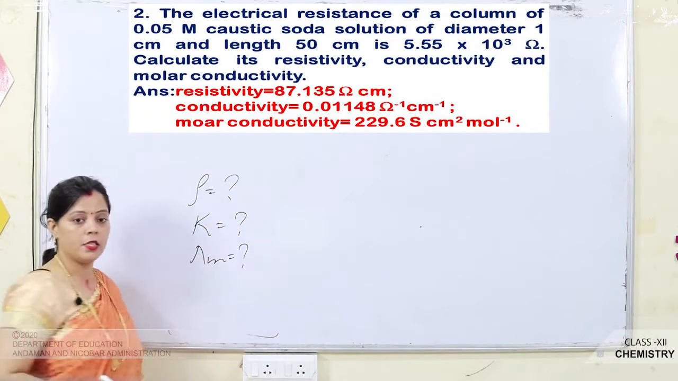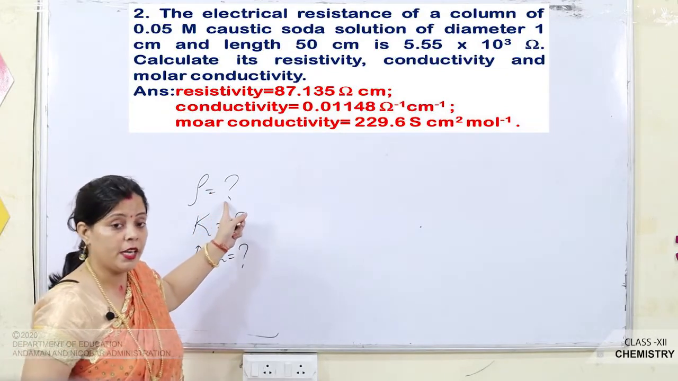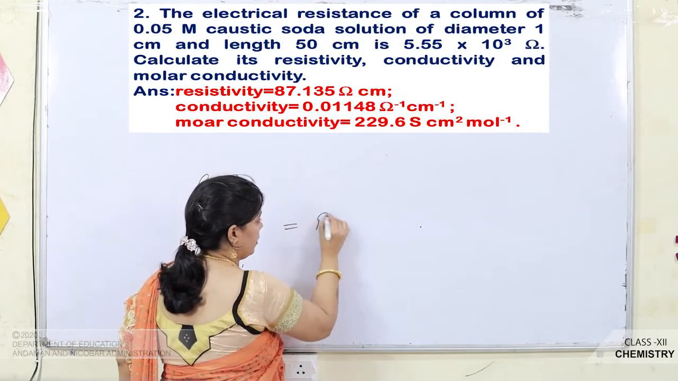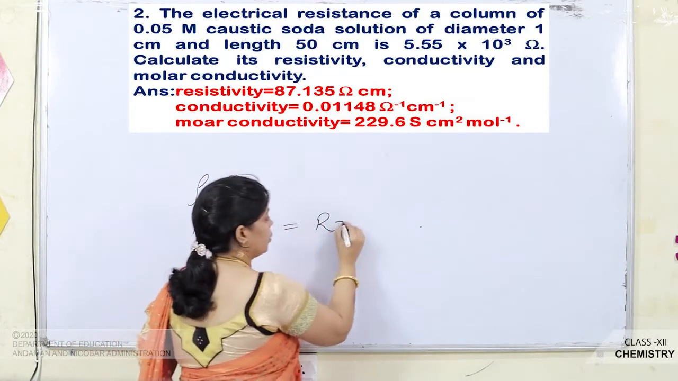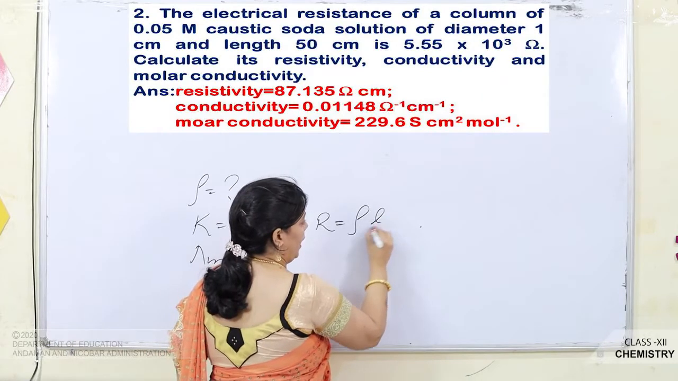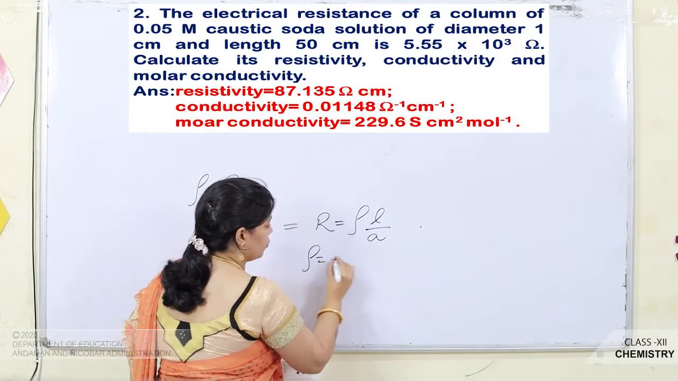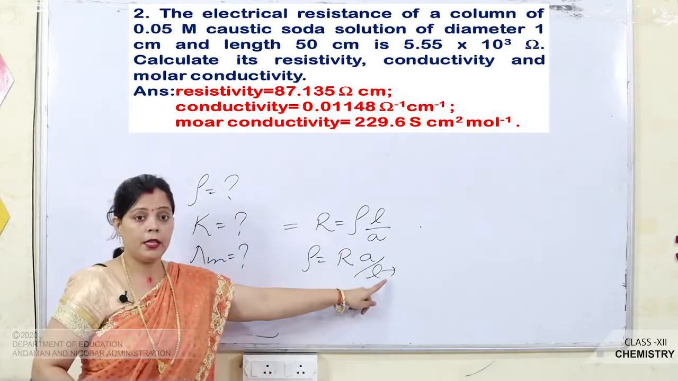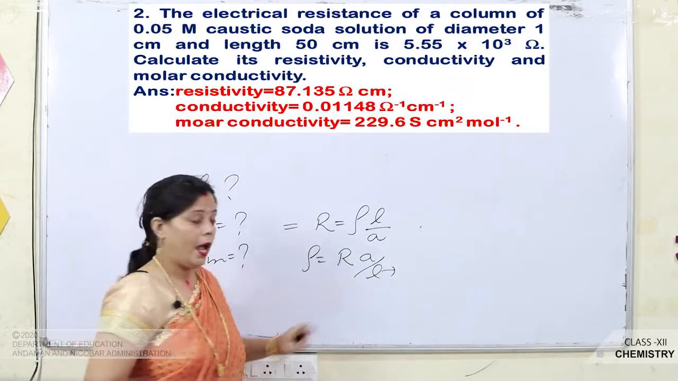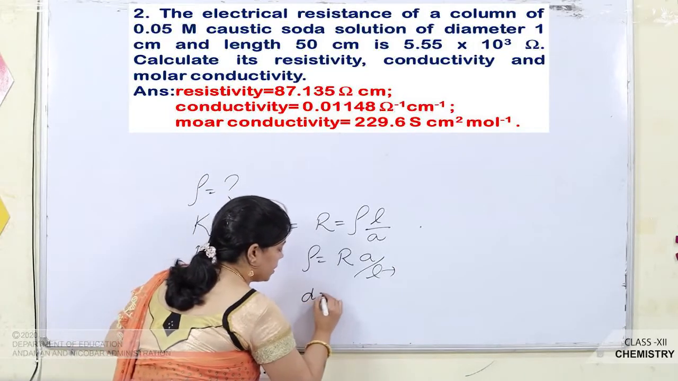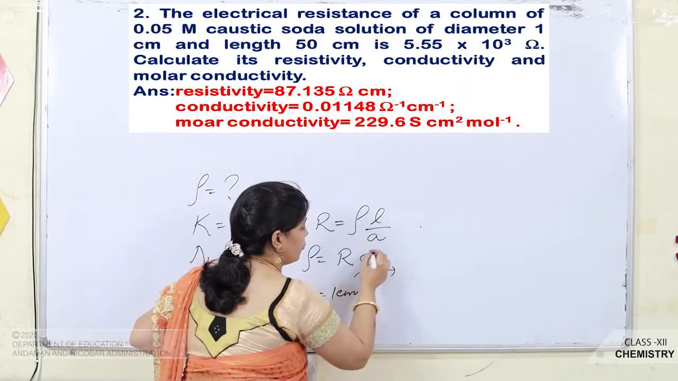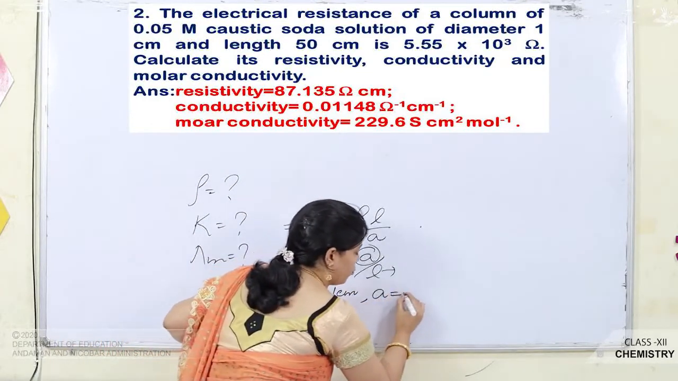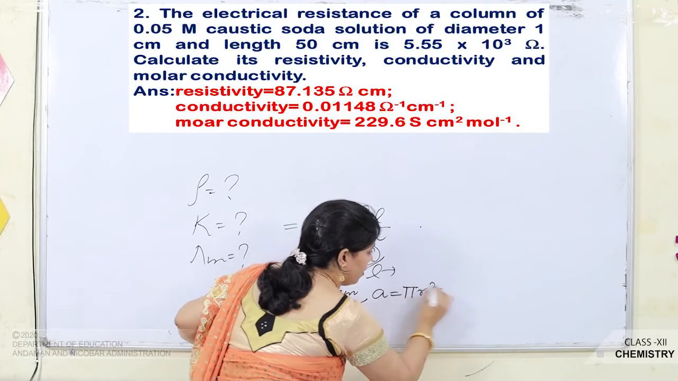Okay. So first you are provided with the resistance. So the formula relating resistivity to the resistance is R is equal to rho L by A, and rho is equal to what? That is R A by L. Okay. So here the length 50 centimeter is given and diameter is equal to 1 centimeter. So you have to calculate the area of cross section, and the area of cross section formula is A is equal to pi r square.